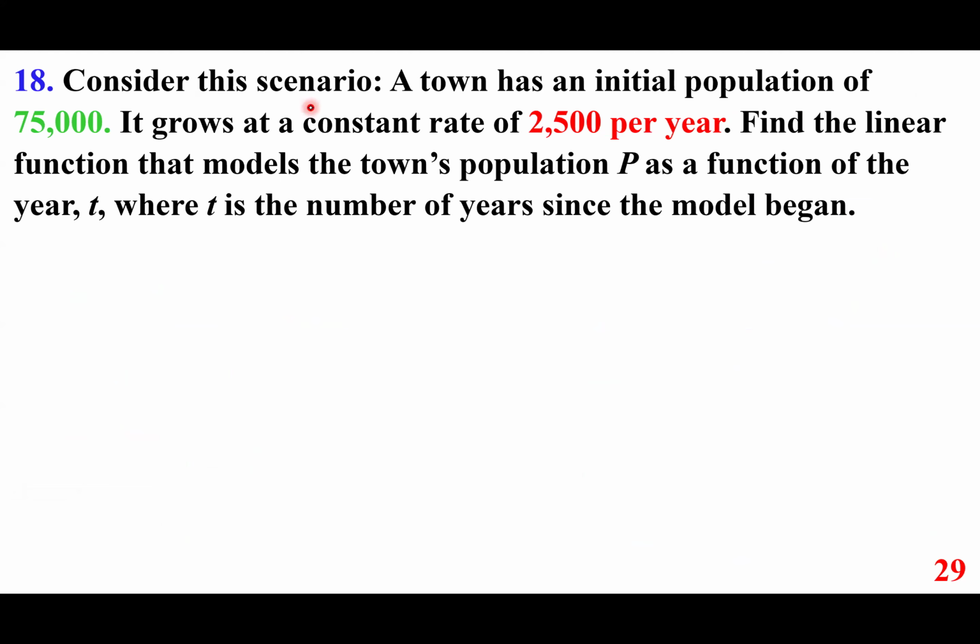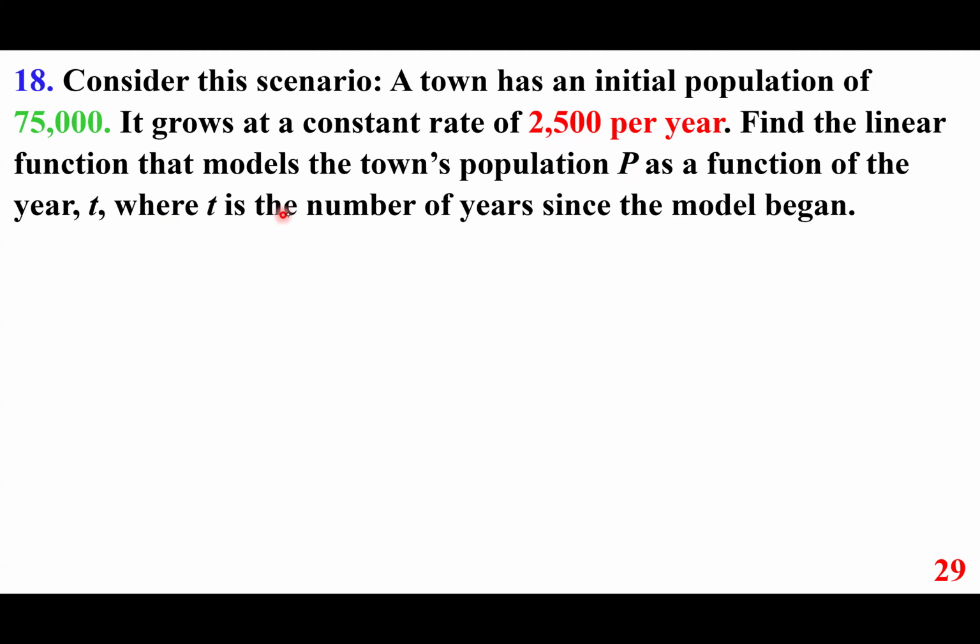Consider this scenario. A town has an initial population of 75,000. It grows at a constant rate of 2,500 per year. Find the linear function that models the town's population, P, as a function of year t, where t is the number of years since the model began. It's really a simple case of y equals mx plus b.